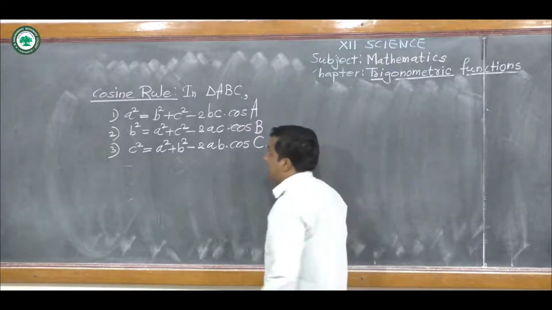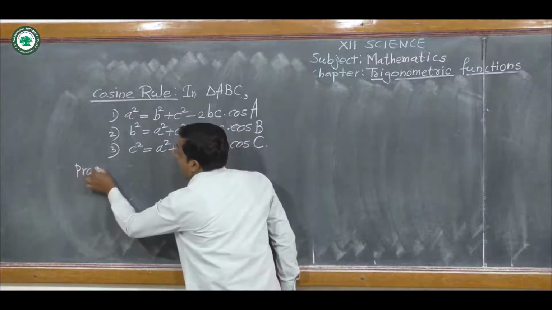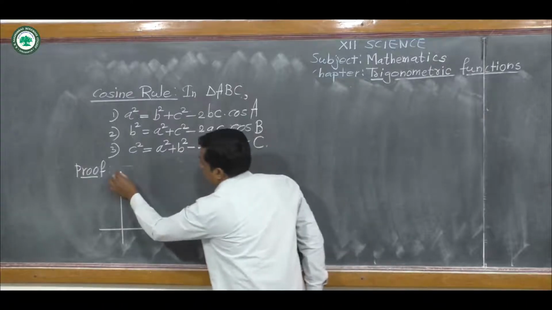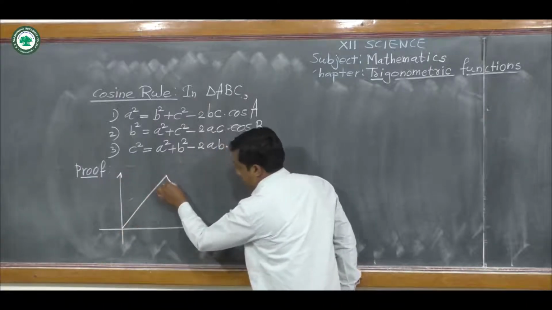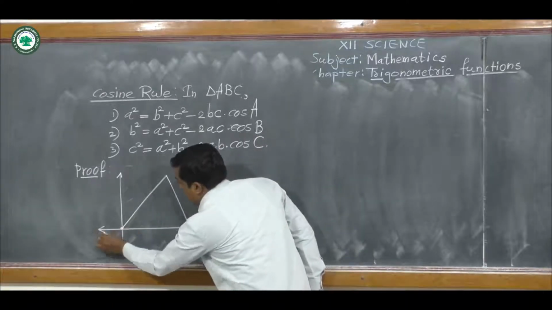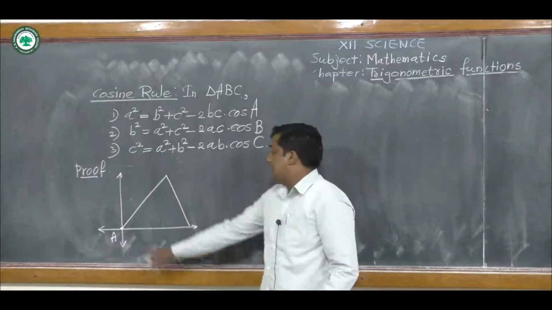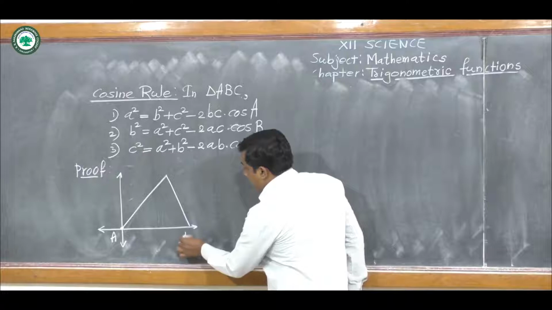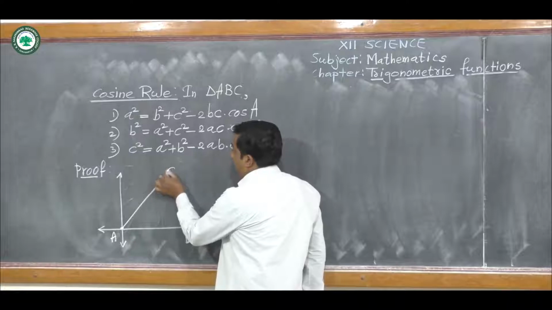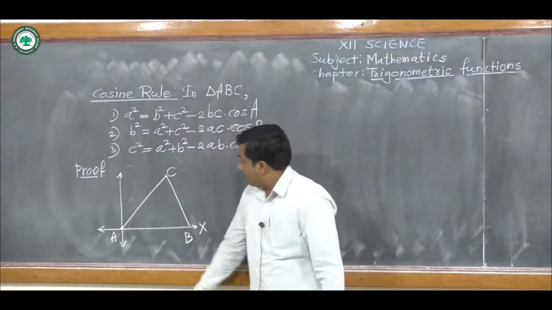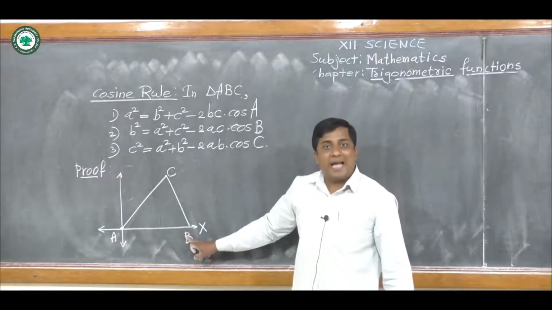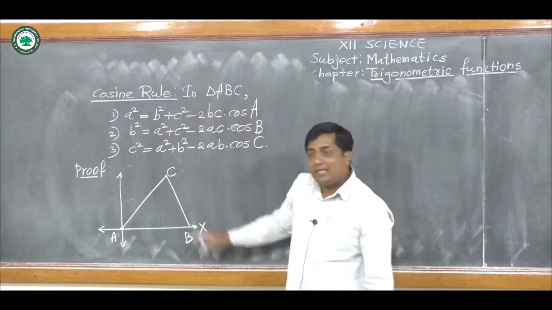Again, to prove this relation, we consider one triangle. This is our triangle ABC. Let us consider the origin is at A. Then we consider B on the x-axis. Then this is our point C. Remember again, A is at the origin, then this AB is along the x-axis and we consider point C here.